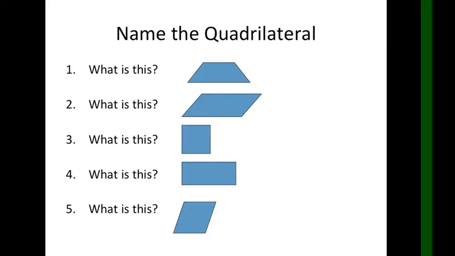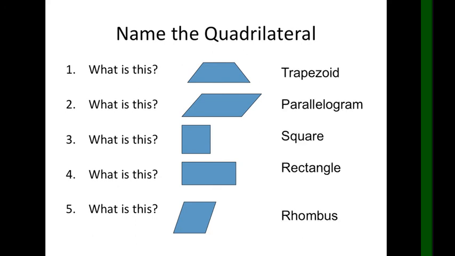So, name the quadrilateral. What is this? The answer is trapezoid. How about the next one? That is a parallelogram. The next, square. The next, number 4, rectangle. And finally, rhombus. So, these are the answers.